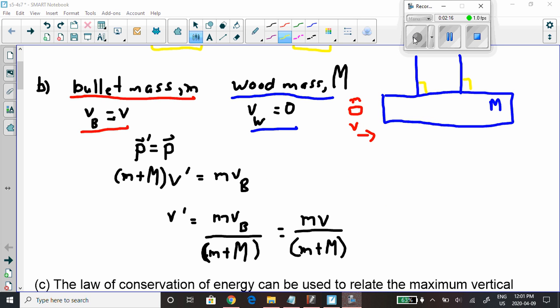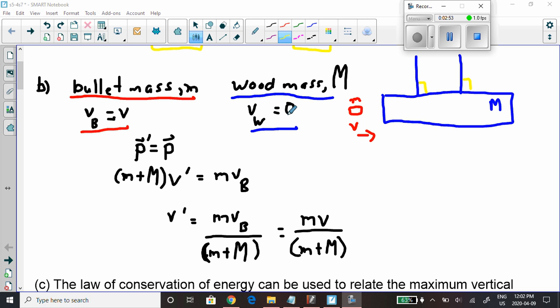Now, part B says if the bullet and the wood have a mass little m and big M, and I've drawn that, and the bullet has an initial speed v, so the speed of the bullet before the collision is v. And the wood's not moving, so the speed of the wood before the collision is 0. Remember, we're doing the collision part here. It says derive an algebraic expression, an equation, basically, for the speed of the bullet and the wood immediately after the collision, before the swing upward.